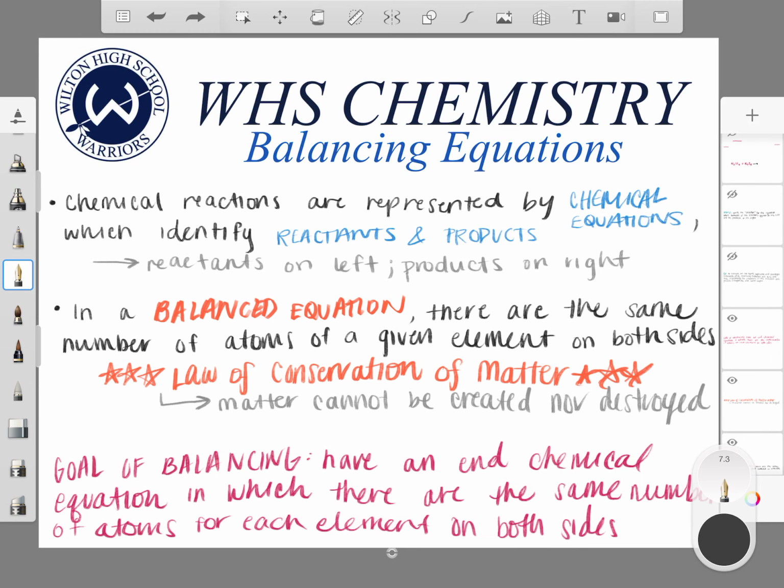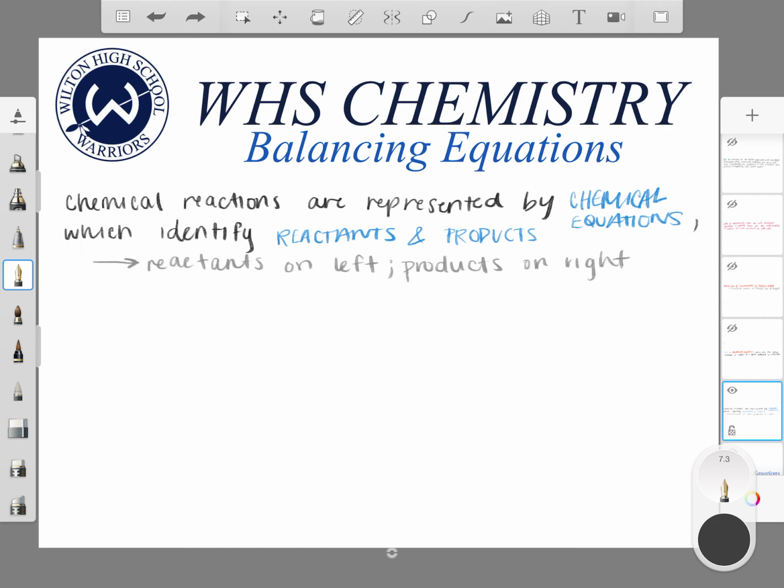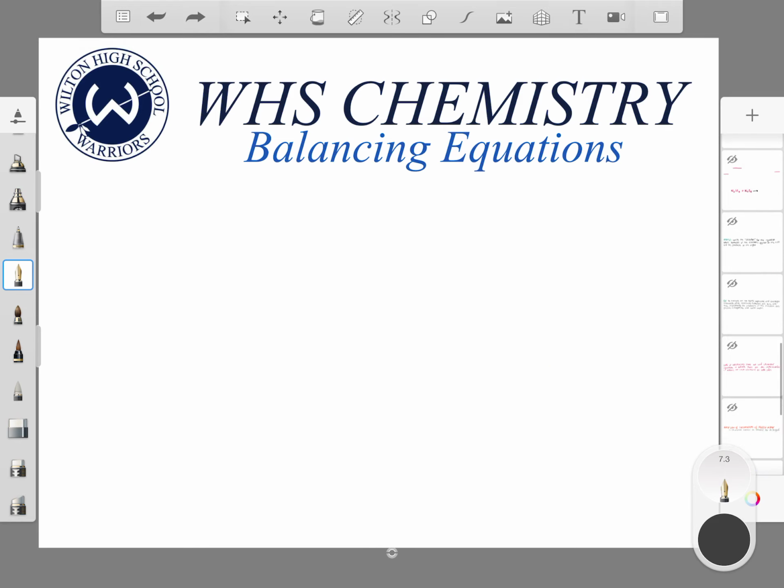And the ultimate goal of balancing is to end up with a chemical equation in which there are the same number of atoms of each element on both sides, because in chemistry we use balanced equations for most of our problems to solve for things, so we balance equations a lot. So in order to learn how to balance an equation, it's easiest if we go through the steps of balancing through an actual problem. So here's our problem.